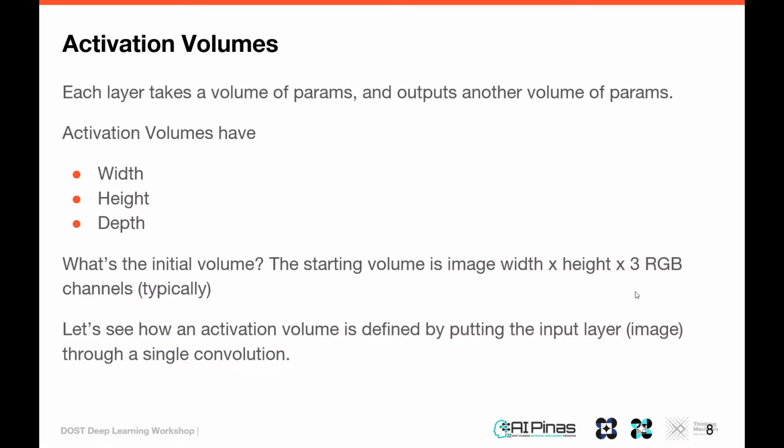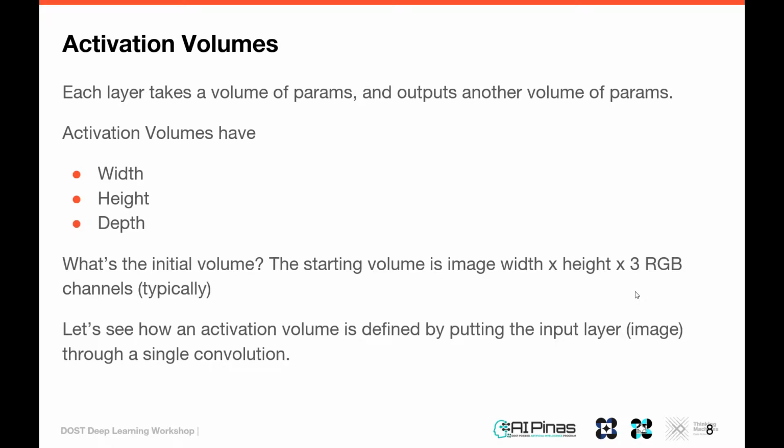What is an activation volume? This is the key concept for CNNs. A layer takes in an activation volume of parameters, so think of it as our weights in earlier lectures, and outputs another volume of parameters, and so that's a new activation volume that it passes into the next layer. Activation volumes have width, they have height, and they have depth.